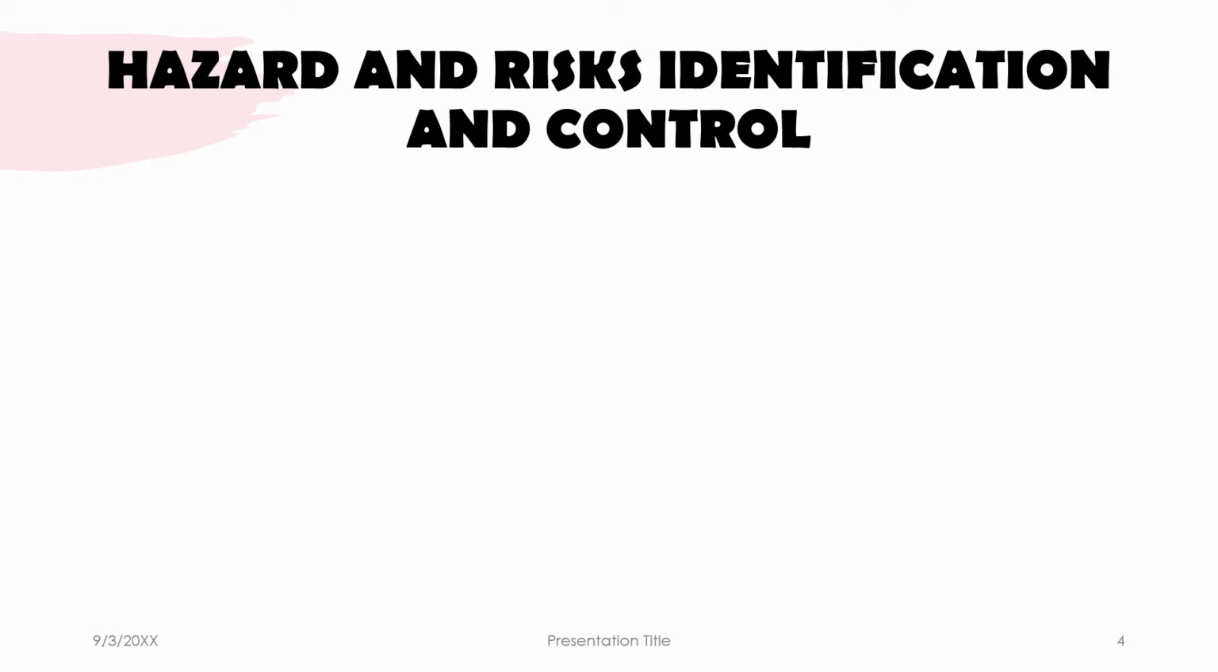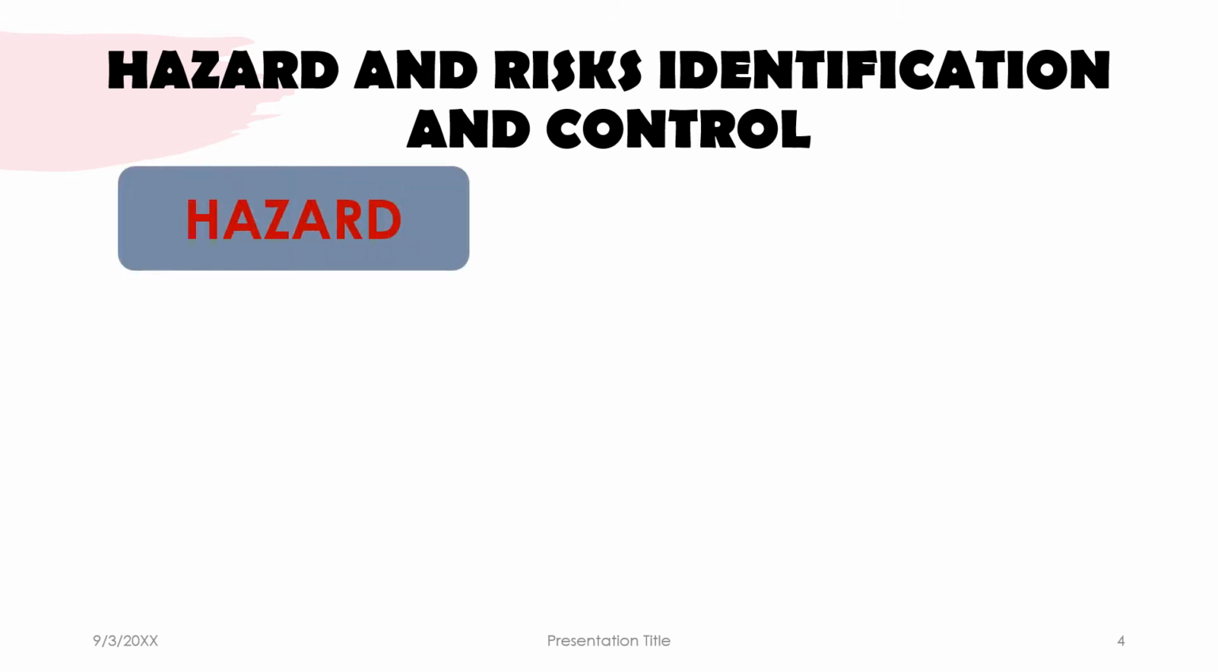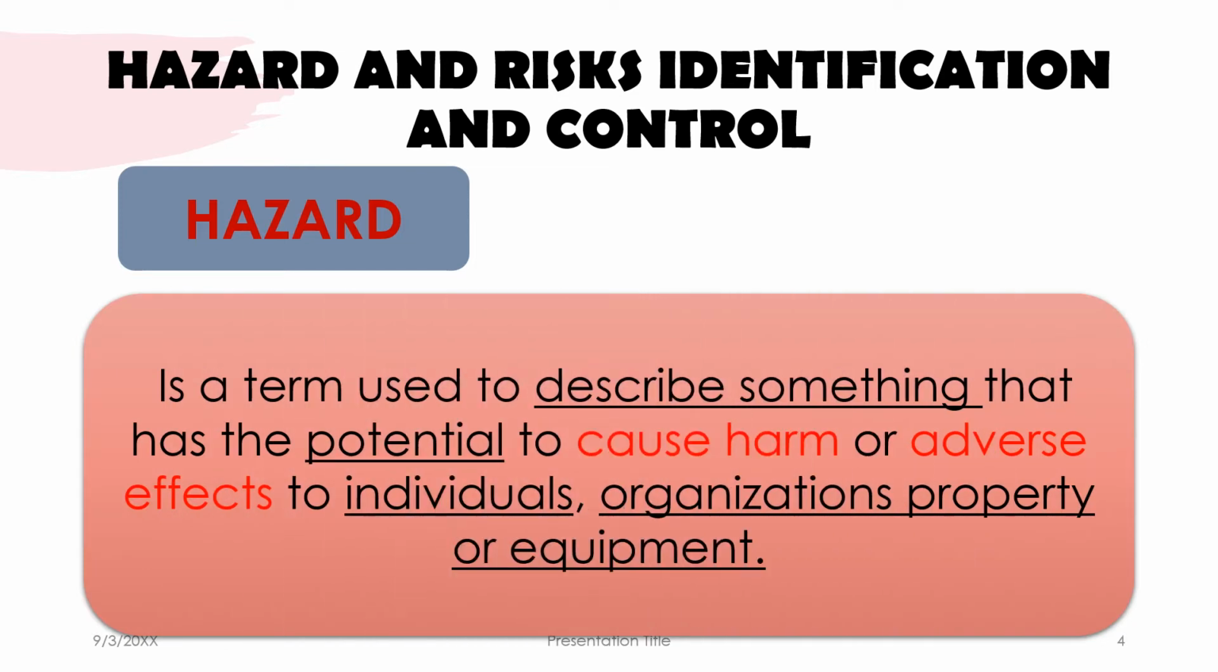Okay, so let us now proceed to our topic this morning: hazard and risk identification and control. When we say hazard, what is it? So when we say hazard, it is a term used to describe something that has the potential to cause harm or adverse effects to individuals, organizations, property, or equipment.